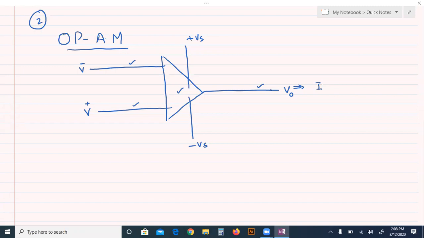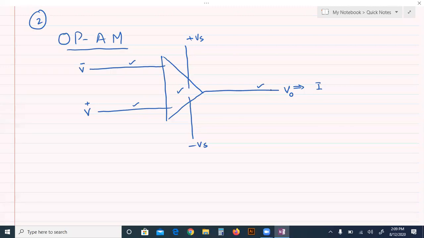And number 3, practically, open loop gain is not infinity. For the direct voltage input, it is 10 power 5. And number 4, the bandwidth of the input voltage is not infinity. It is still undefined because it is gradually improving day by day.